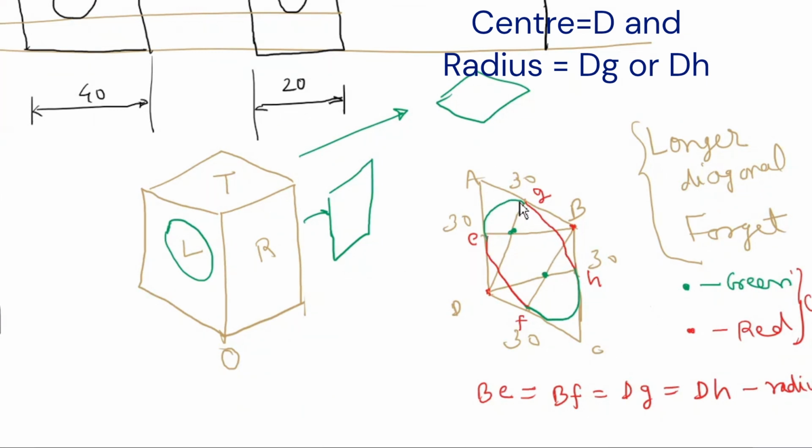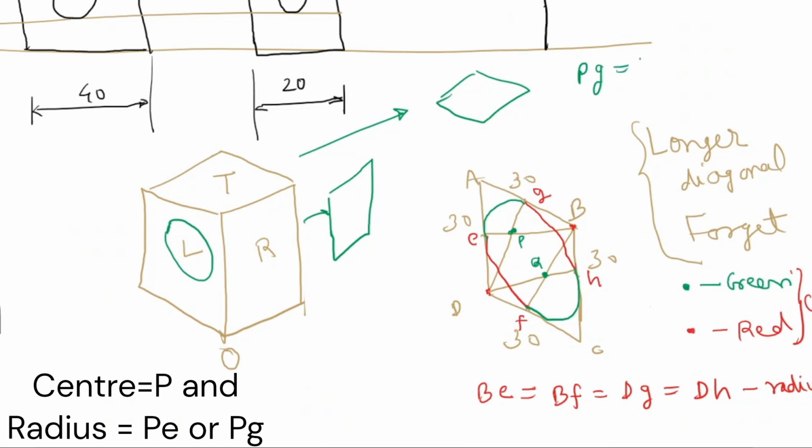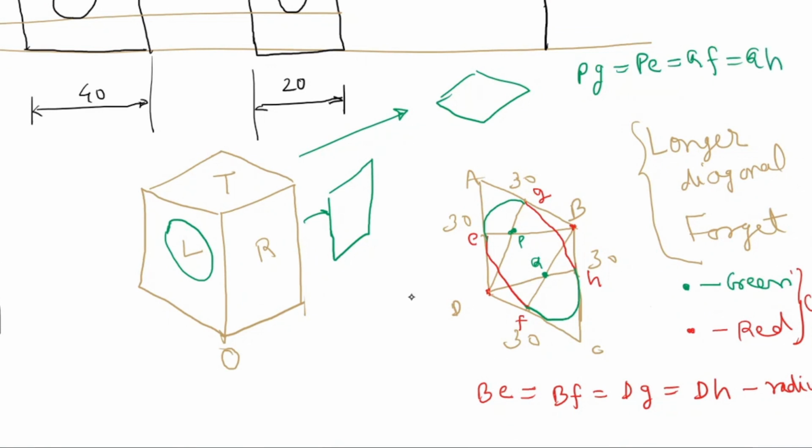Now the closing portion of the ellipse, that is this and this. So for that, what will we do? We get these 2 center points here, which are green color center points. So with this green color point as the center, and this point as the radius. If I name them, they can be P and Q. So for the green color, I can say PG is equal to PE is equal to QF is equal to QH. So this is how you will draw an ellipse.